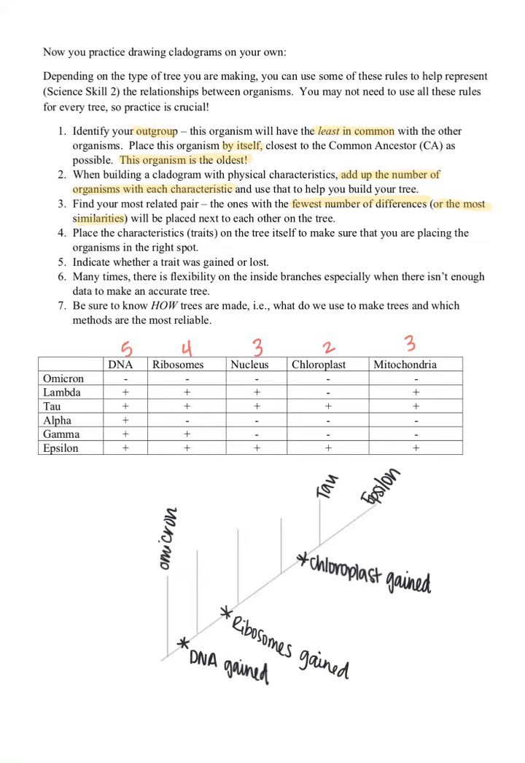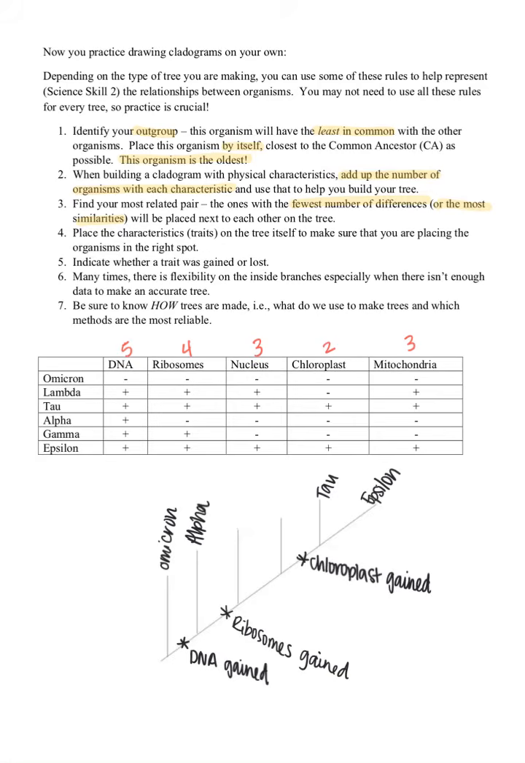Now, using my table, I can figure out what that branch is to the left that doesn't have ribosomes other than Omicron. Looking at my table, I can see that that is the alpha species. So I'm just going to add that onto my tree.